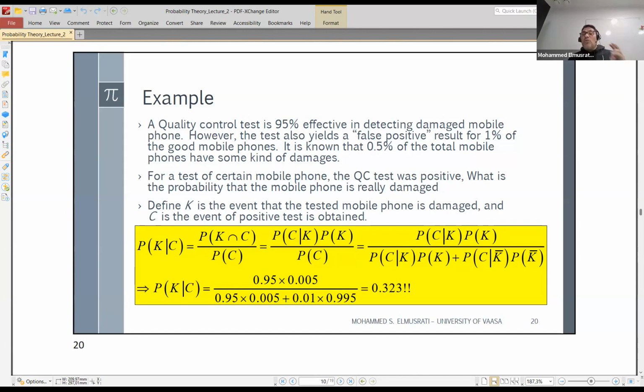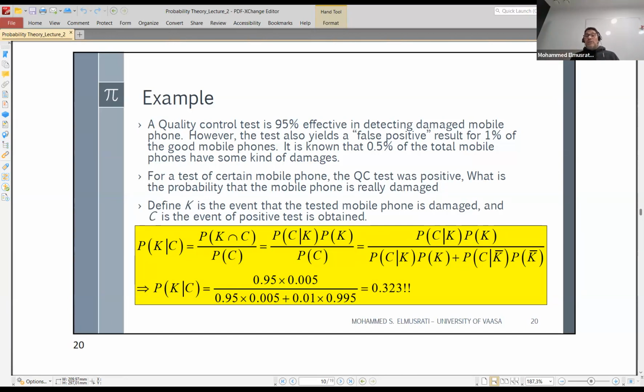Out of 15 mobiles, how many are really damaged? Only 5. So 5 divided by 15 gives you a value close to 0.323. Okay, so this gives us the real reason why we got this low percentage.